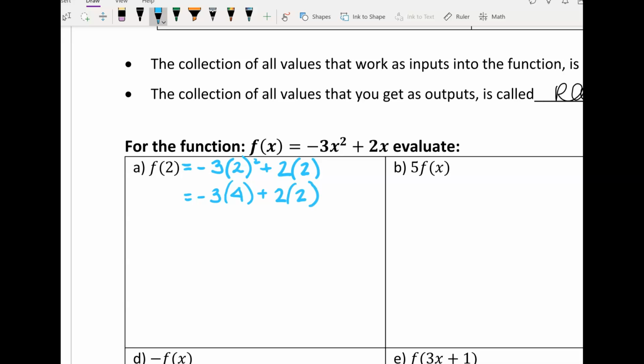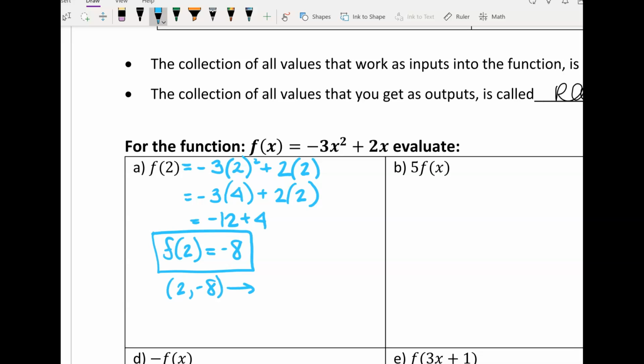I will always do arithmetic as thoroughly as possible. You guys can certainly cut some corners here and there if you would prefer. Just make sure that cutting corners is not cutting the amount of work that I see, because then you will lose points. Please, please, please be careful with that. Okay, next order of operations is multiplication. So we have negative 12 plus 4. So we have just figured out that f of 2 is equal to negative 8. This means that the coordinate 2 comma negative 8 is what we found for 2 comma f of 2. Okay, important to understand going back and forth.